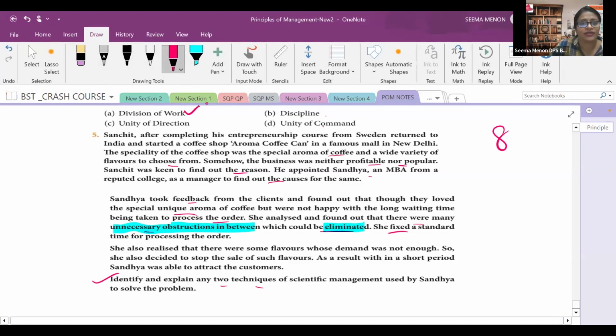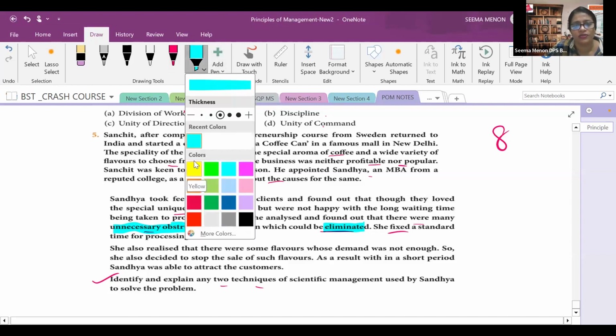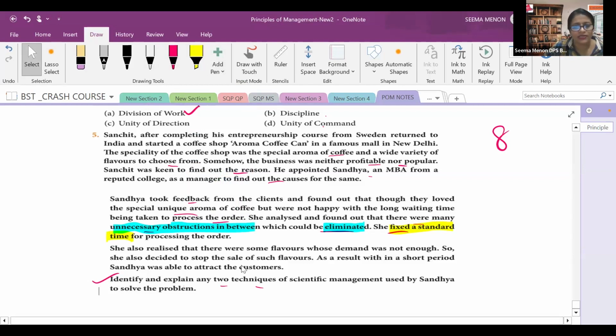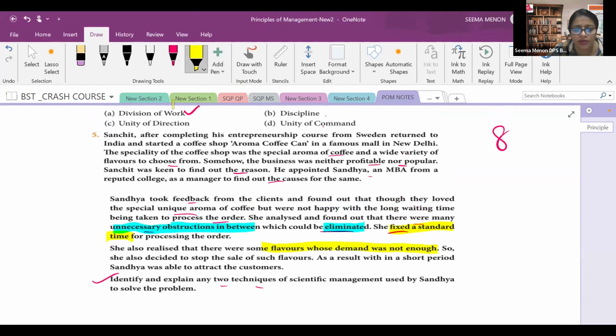She fixed a standard time. That is also very important for us; standard time is one more clue. Now, she also realized that there were some flavors whose demand was not enough. No one is demanding them. She also decided to stop the sale of such flavors, because there is no demand, so that will be stopped.